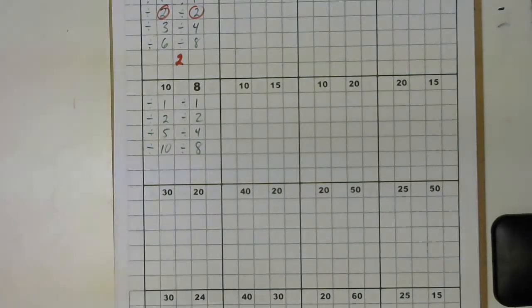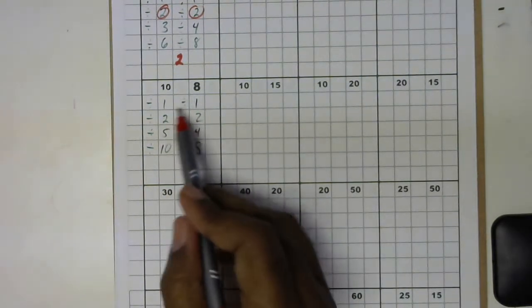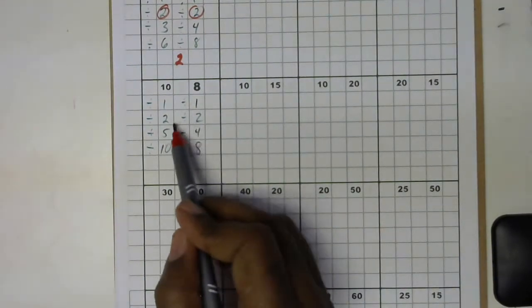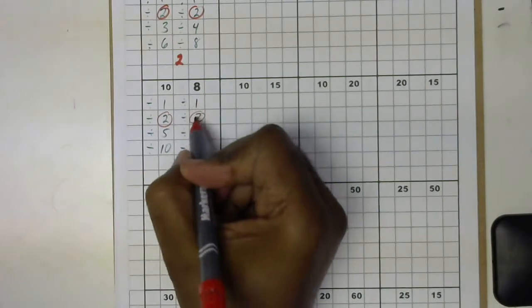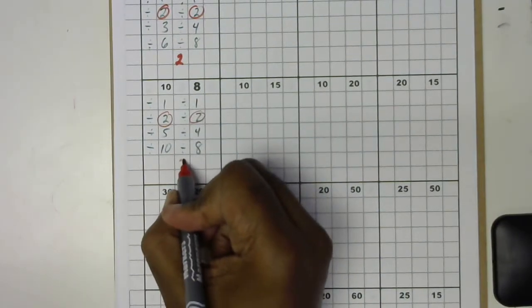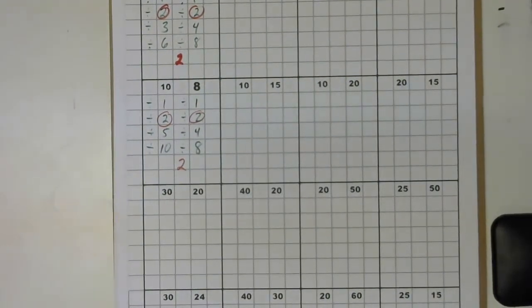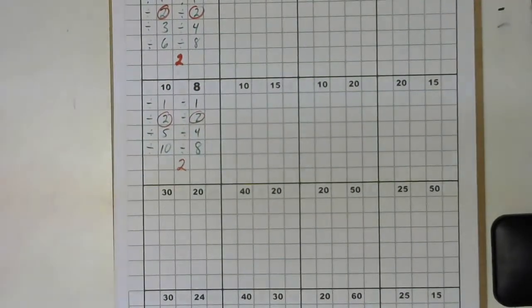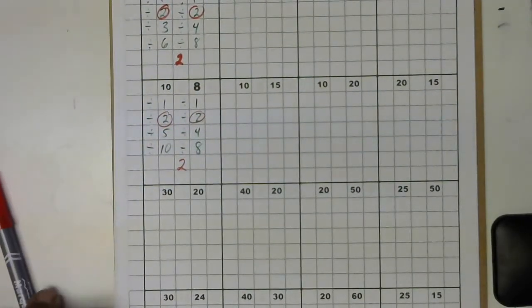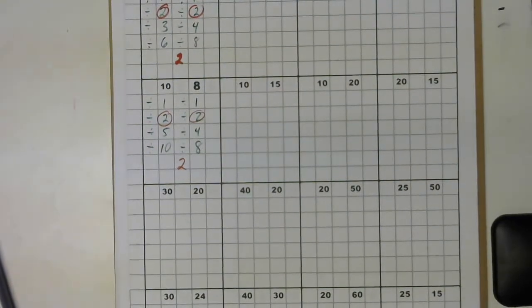So our greatest common factor, see, 1 is a common factor, but 2 is bigger than 1. So 2 is the greatest common factor. So 2 is the biggest number that can divide into 10 and 8. So let's find the biggest number that can divide into 30 and 20, which would be the greatest common factor.